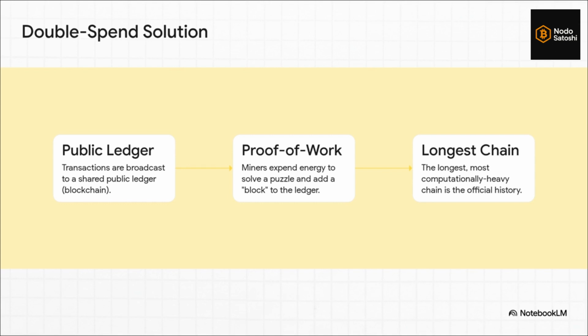And finally, step 3, whoever solves the puzzle first gets to add the next block, linking it to the last one. The longest chain, the one with the most work put into it, is the one everyone agrees is the true history. And that's the key. To go back and change something, you'd have to redo all that work and then outwork the entire global network. It's designed to be practically impossible.